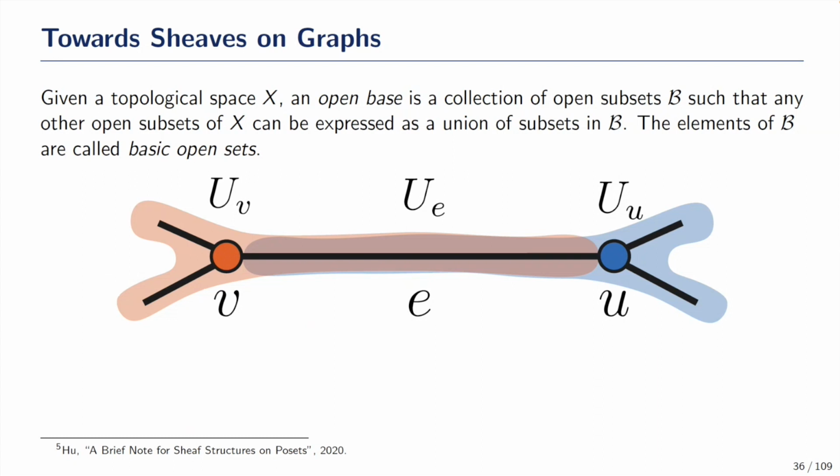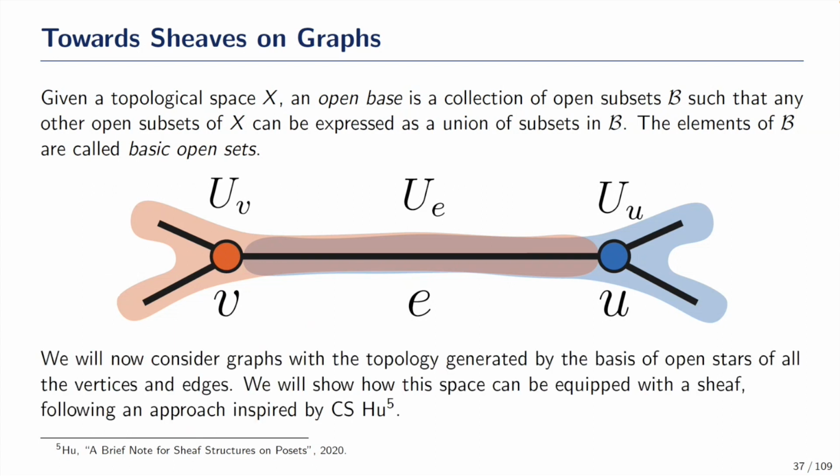So as I was mentioning before, essentially we have these open stars, and they form a basis for this topology. So we're just going to take this graph with the topology induced by the basis of open stars. So basically, all the open sets are what you see here, and unions of these things.